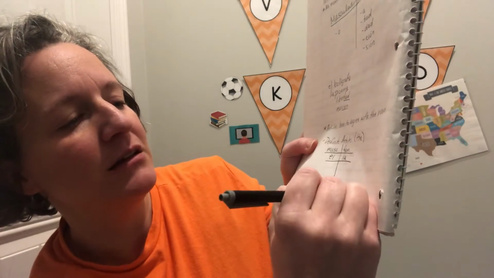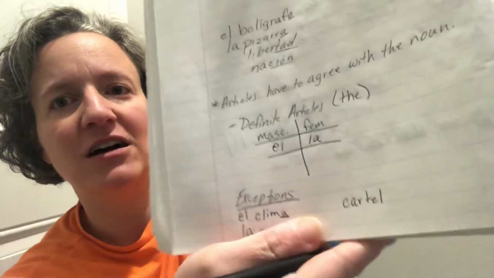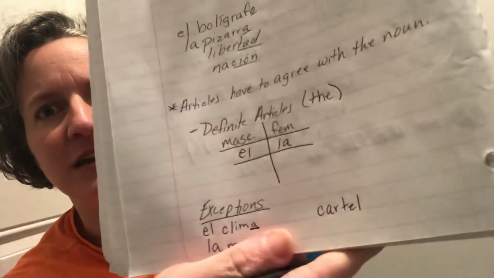Another thing going along with activity 1, if you've got a word like cartel, that word cartel does not end in any of our endings. It just ends in an L. So when that happens, the bad news is, just like with the exceptions, you really just have to memorize it. So you want to look at your vocabulary list, see if it says el cartel or la cartel, and that is your answer. So if it says el cartel, you know cartel is masculine. If it says la cartel, then you know that cartel is feminine. So look at your vocab list.